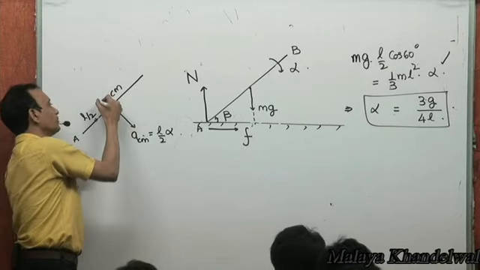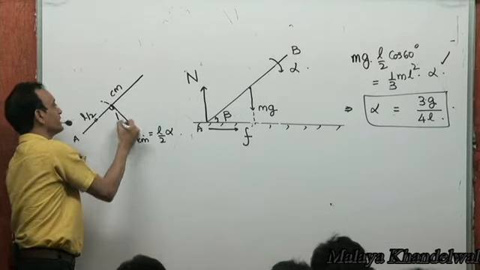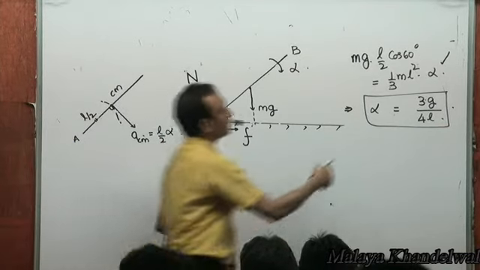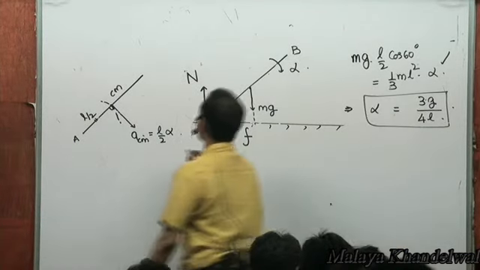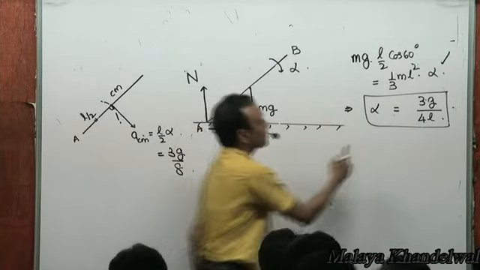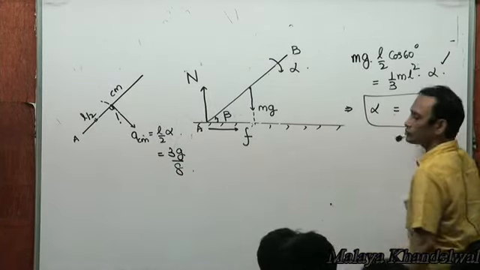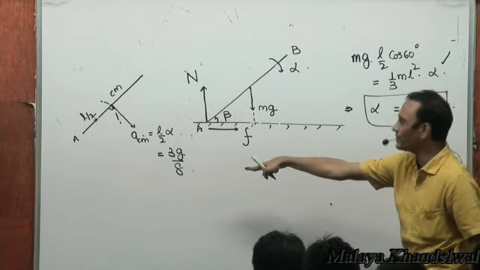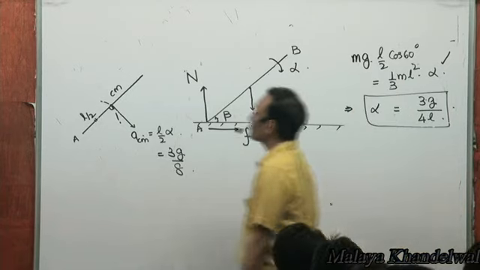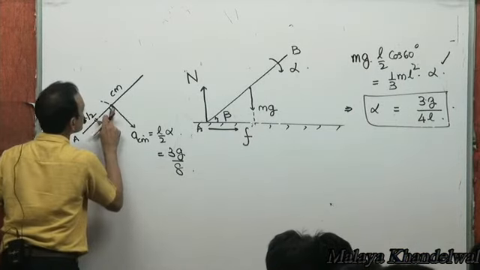Perpendicular to the rod, right? It will move in a circle of radius L by 2 centered at A. So tangential acceleration is R alpha. L alpha is 3g by 4, so L alpha by 2 is going to be 3g by 8 meters per second squared, right? That's the acceleration.